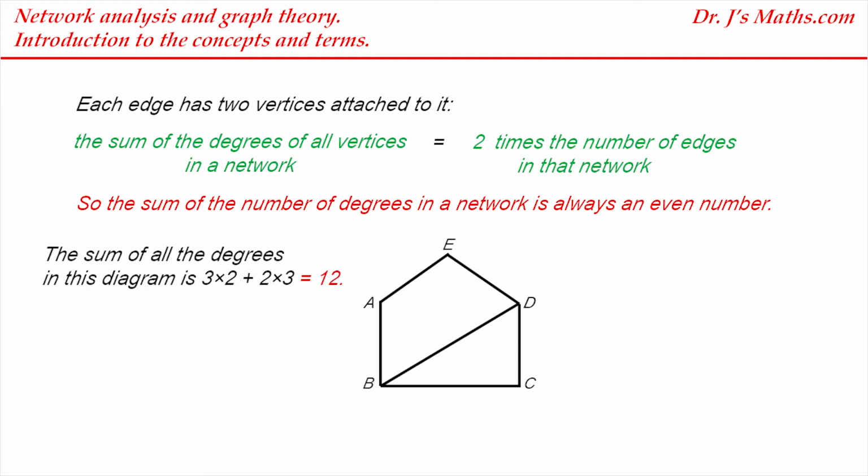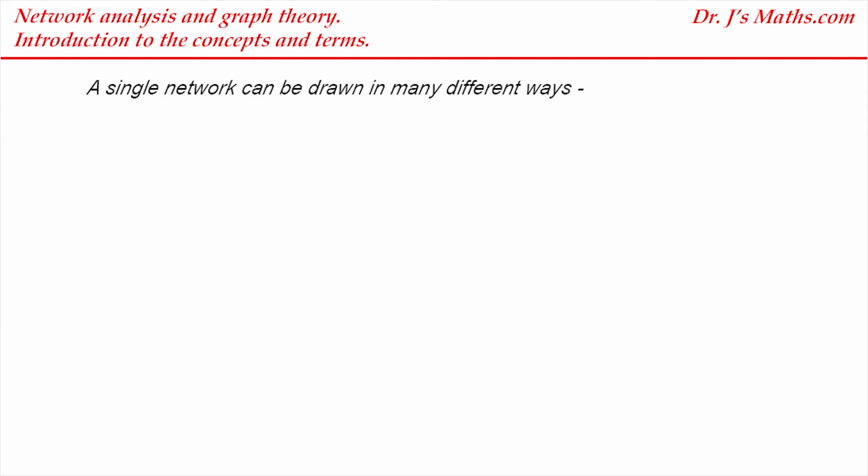So if we add up all of the degrees in our diagram, we have 3 vertices with a degree of 2 and 2 vertices with a degree of 3, so that gives us a sum of all the degrees of 12, and the number of edges we have in the diagram is 6. So, proves our point. The sum of all the degrees of all the vertices, which is 12, is equal to 2 times 6. It works. When we draw our network, it can be drawn in many different ways, as long as the information is the same.